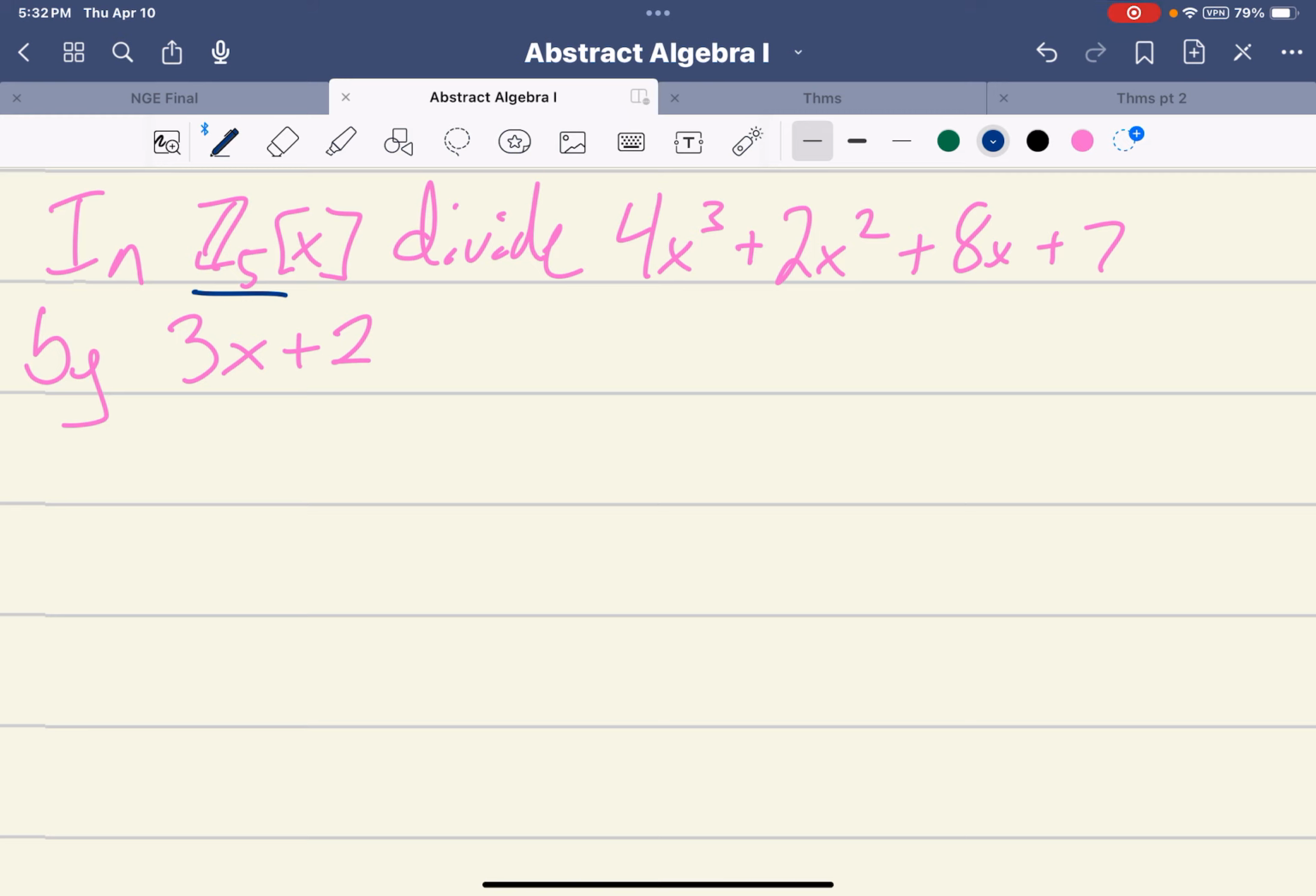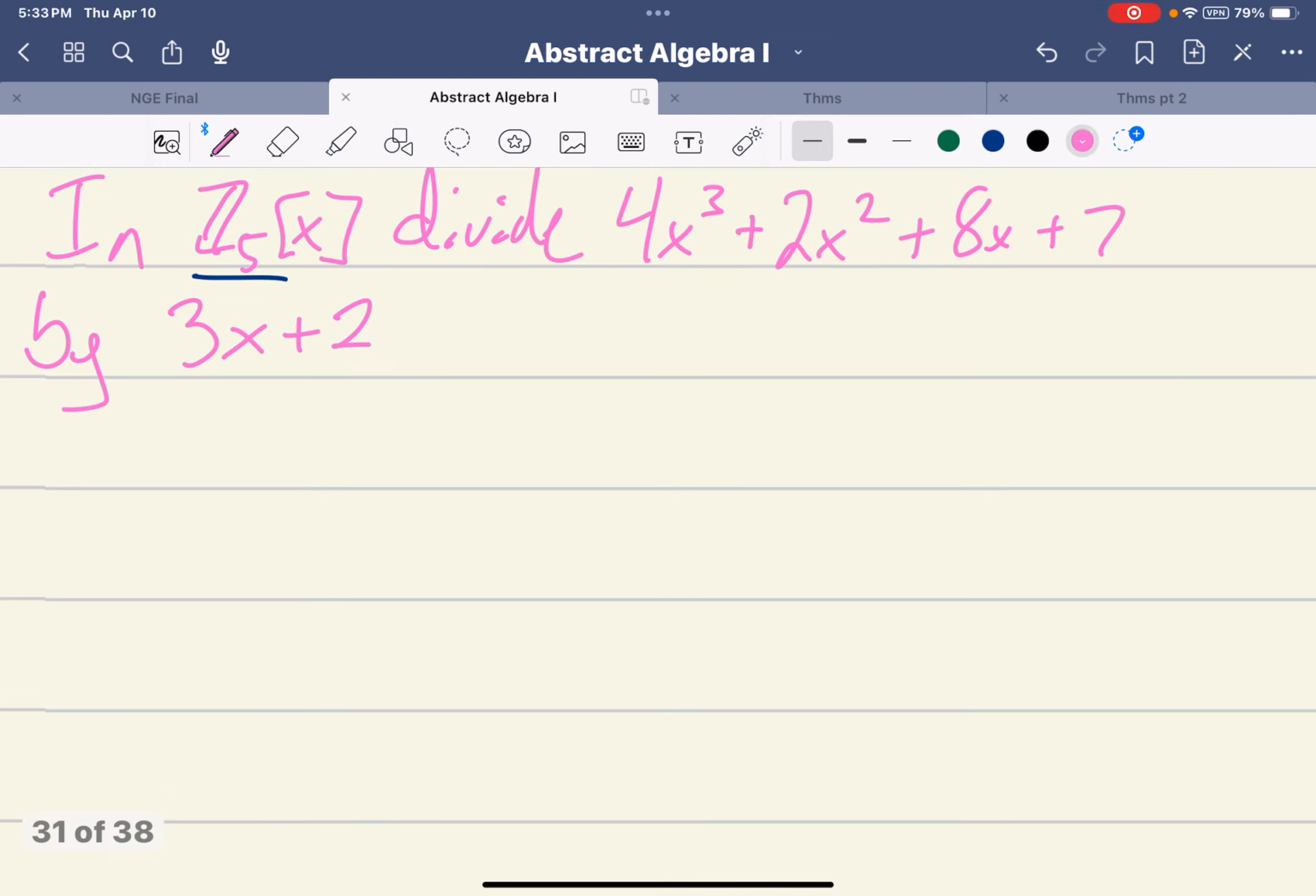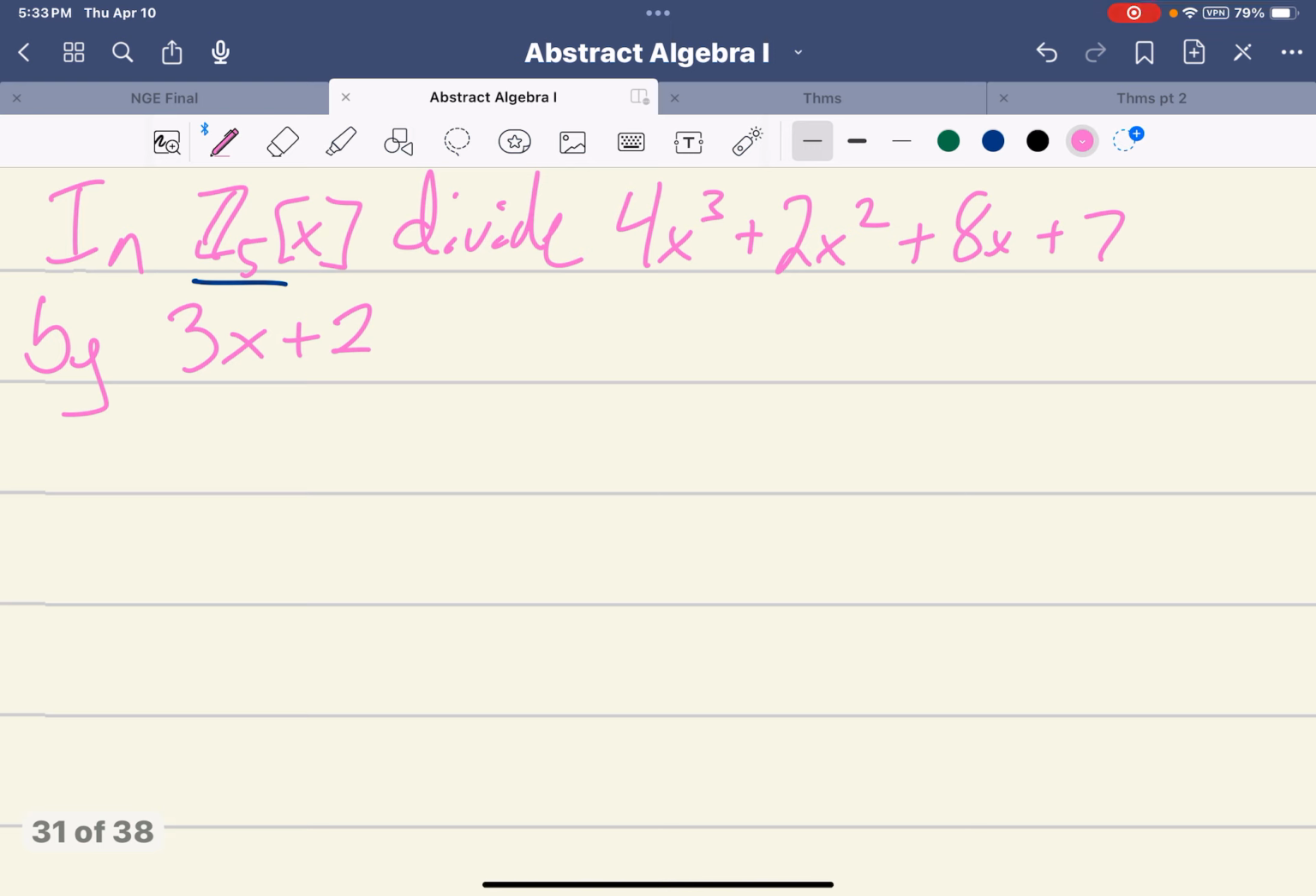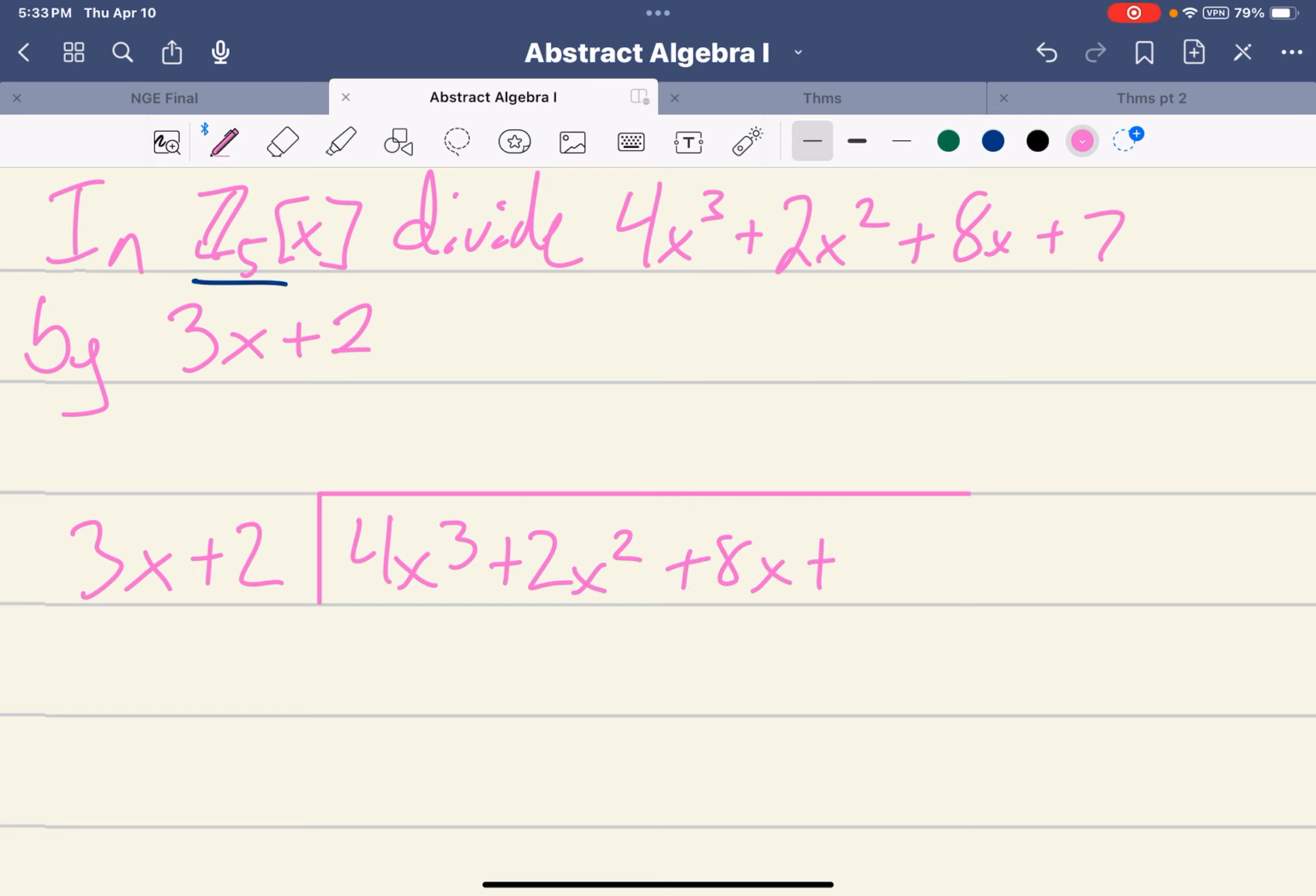What I think is really cool about this problem is that we're using modular arithmetic in a way that allows us to solve something in this ring, or I guess, is this a ring? Yeah, it's a ring, that you can't do in algebra typically. So let's set up our long division. We have 3x plus 2 dividing 4x cubed plus 2x squared plus 8x plus 7.